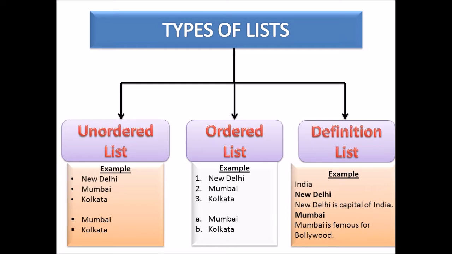In unordered list, as you can see in the examples, the list will be given in the form of bullets, square bullets or circles. That means we do not have any particular order. For example, New Delhi, Mumbai, Kolkata. We cannot say that this one is the first or second because they are not numbered. So we can randomly write the names, and that is in the form of bullets. So here there is no particular order.